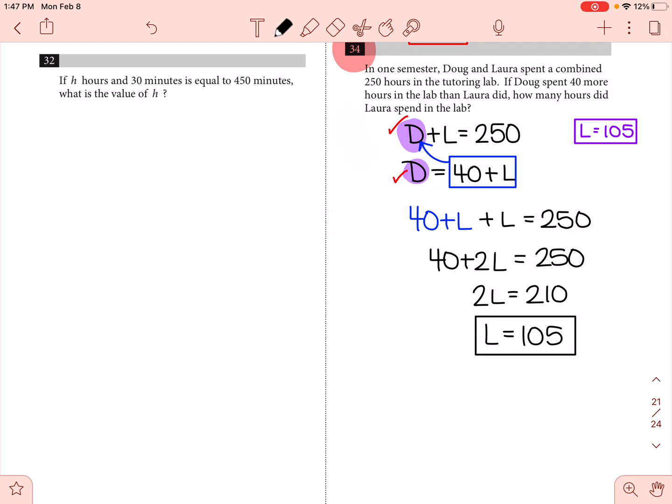Which means Doug spent 40 more than that. So if it asked for Doug's time, you would have to take that and add 40, say 145. But it asked for Laura's. Always check what the question's asking. It asked for Laura's, so we're done.